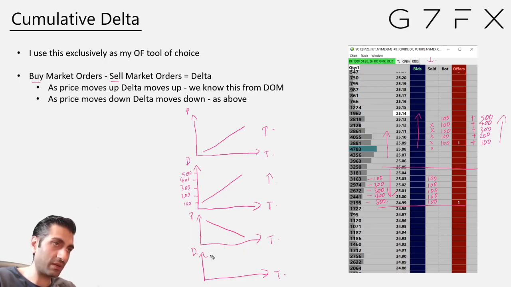So this time, delta does exactly the same thing. Kind of makes sense, isn't it? Market orders are driving the price down. Market orders aggressively going down. Pretty straightforward, right?